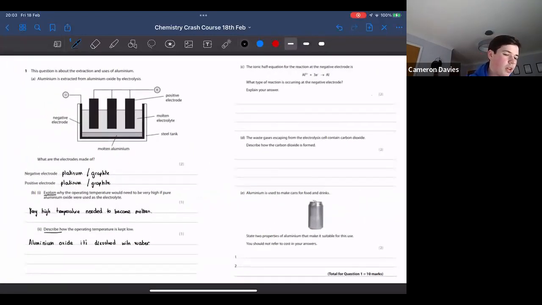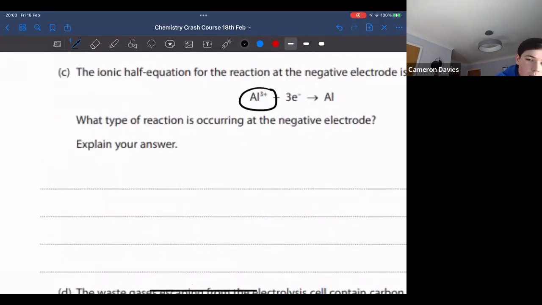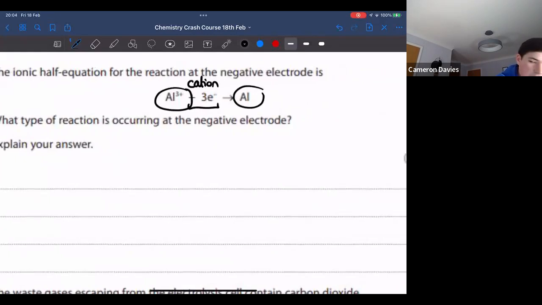So moving on, now we've been given a half equation of aluminium. So let's dissect this quickly. We've got aluminium 3 plus. So this is obviously a cation, and it's gained 3 electrons to become just aluminium on its own.